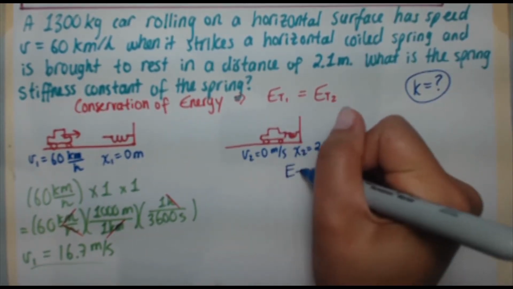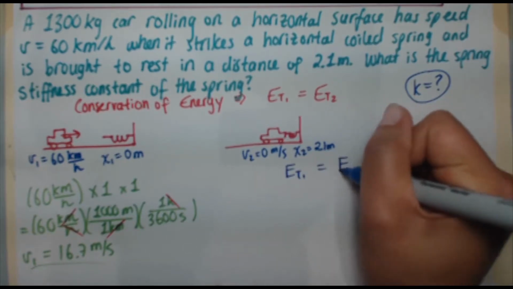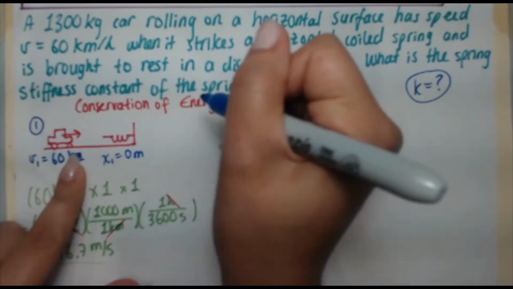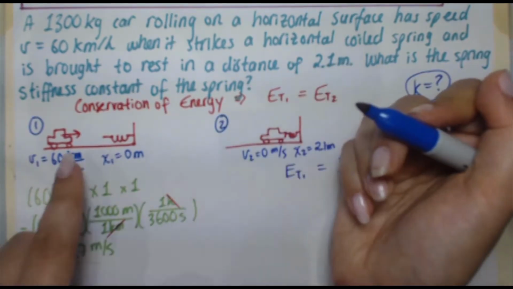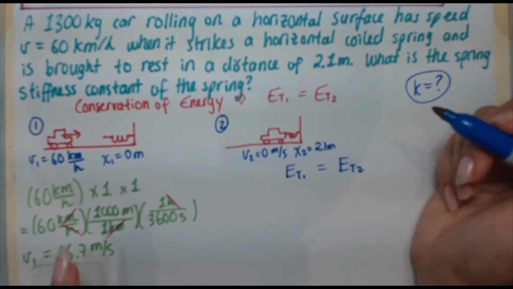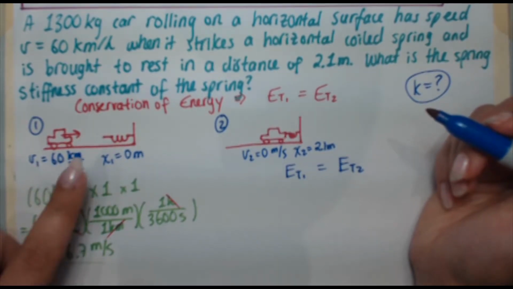Let's do that right here. So ET1 equals ET2. These are the 2 stages of the problem I'm dealing with. This will be 1 and this will be 2. Okay, so I've already identified the various variables for this. Now, you might have seen in previous problems that I labeled the speeds as V0 and V.